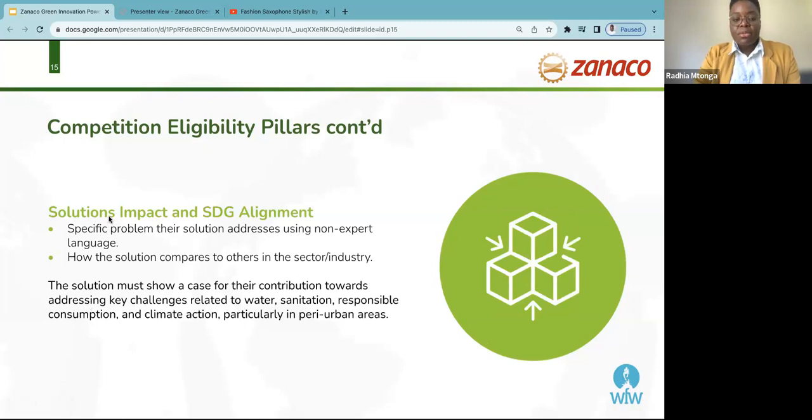Another pillar is your solution's impact and SDG alignment. Important to remember that we're dealing with SDG 6, 12, and 13. So your solution should fall within these three. But also, how does your solution compare to others in the industry and in the sector? What sort of impact are you creating that we haven't already seen, or how are you improving on the impact that has been created by other solutions, but also remembering that you need to align this with the different SDGs that have been highlighted.